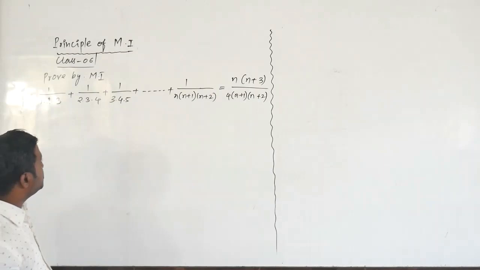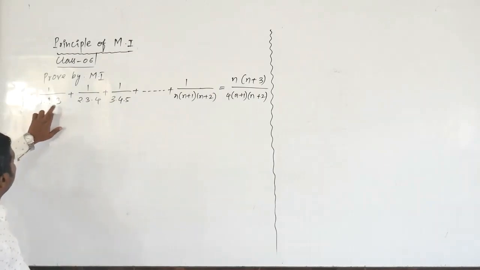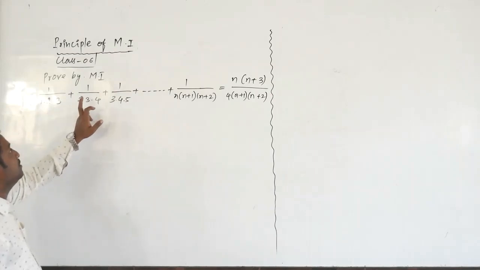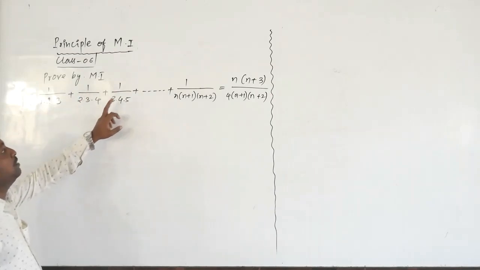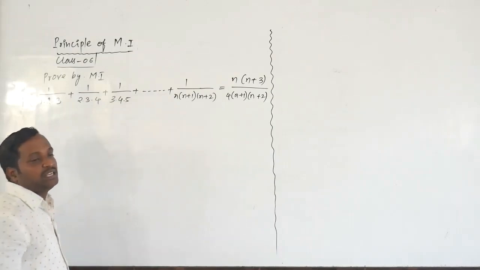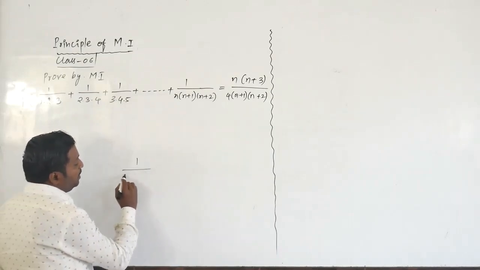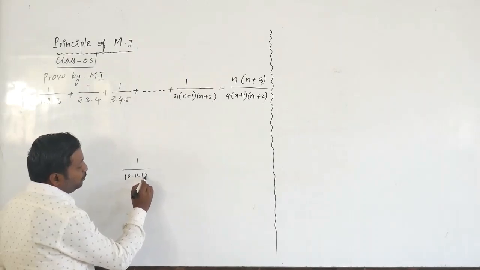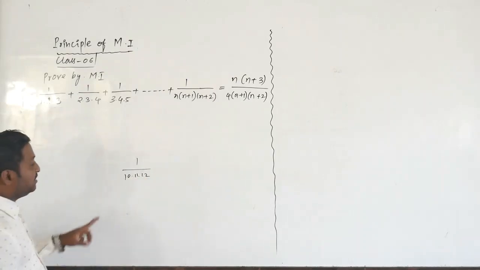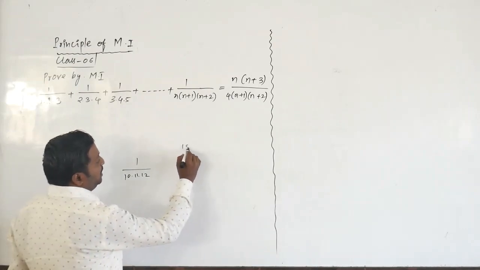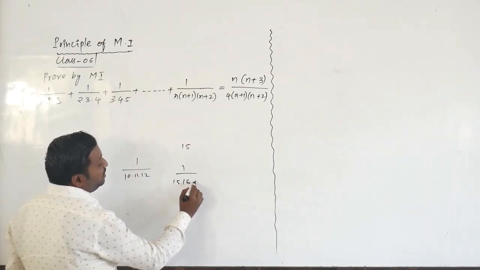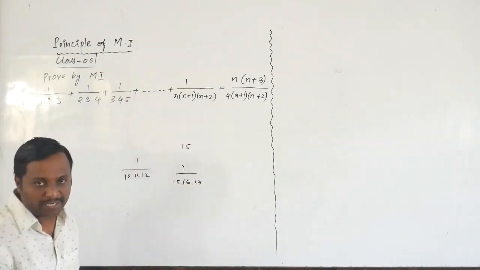Just look at this. First determine the terms. 1 by 1 into 2 into 3, then 1 by 2 into 3 into 4, 1 by 3 into 4 into 5, 1 by 4 into 5 into 6, and your 10th term will be 1 by 10 into 11 into 12. I hope you are getting it. First term 1 into 2 into 3, 10th term as shown. If I want the 15th term, it is 1 by 15 into 16 into 17. I hope you will get it.